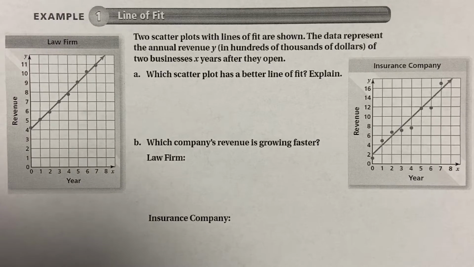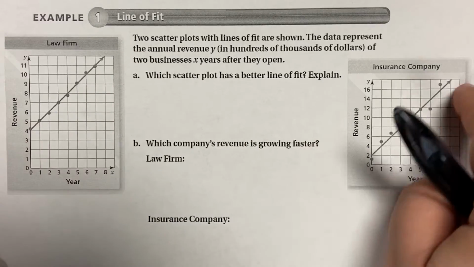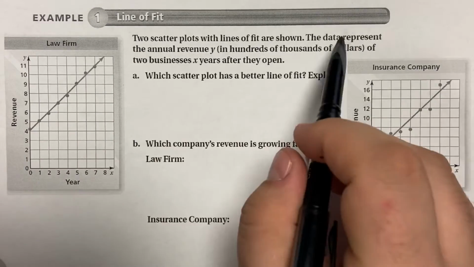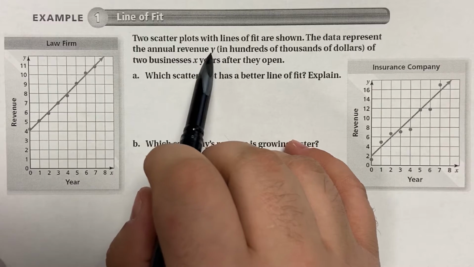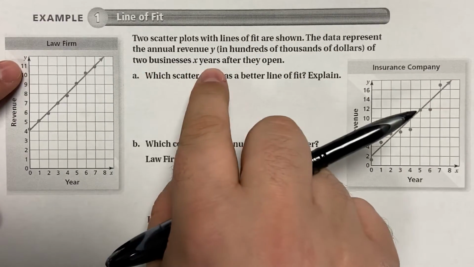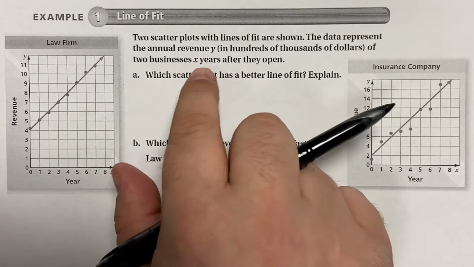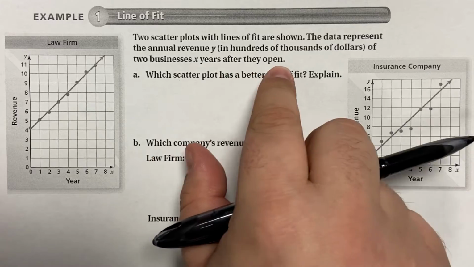Today we're talking about line of fit, still dealing with scatter plots. So let's get right to it. We have two scatter plots, and the lines of fit are both drawn through them. The data represents the annual revenue Y, in hundreds of thousands of dollars, of two different companies. One's a law firm, one's an insurance company, over X years after they open.